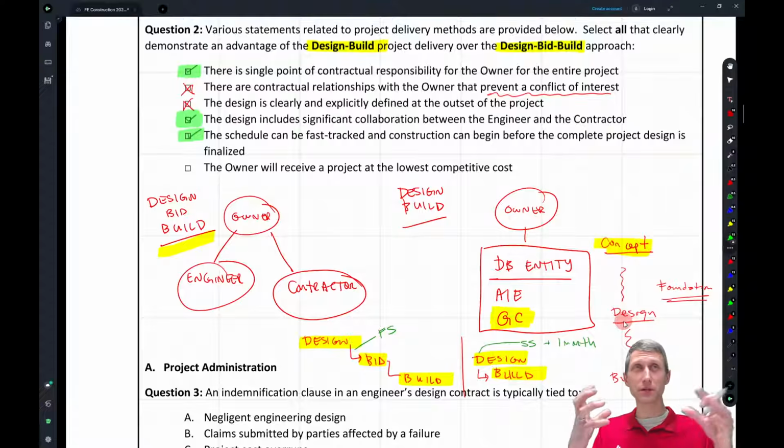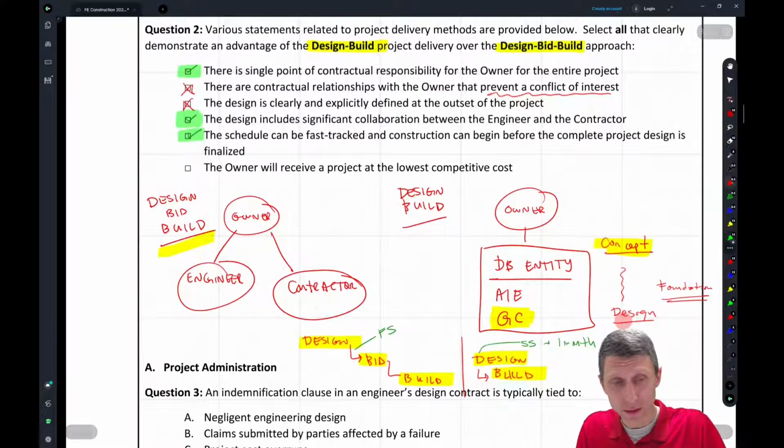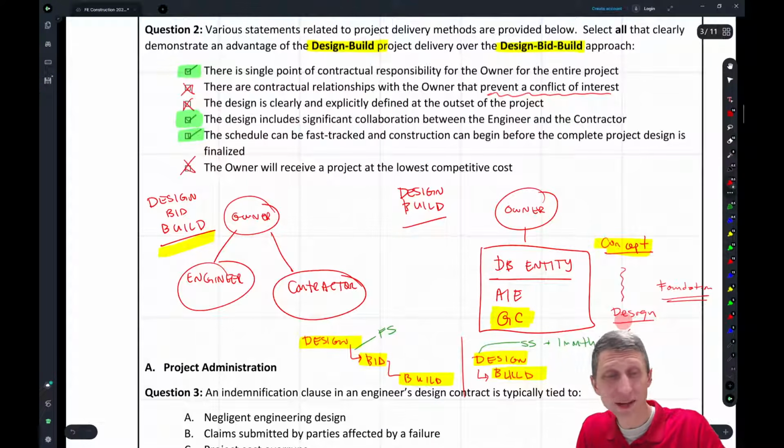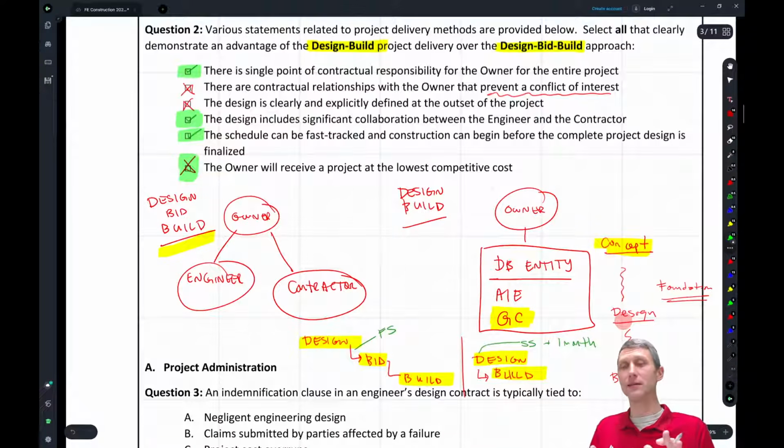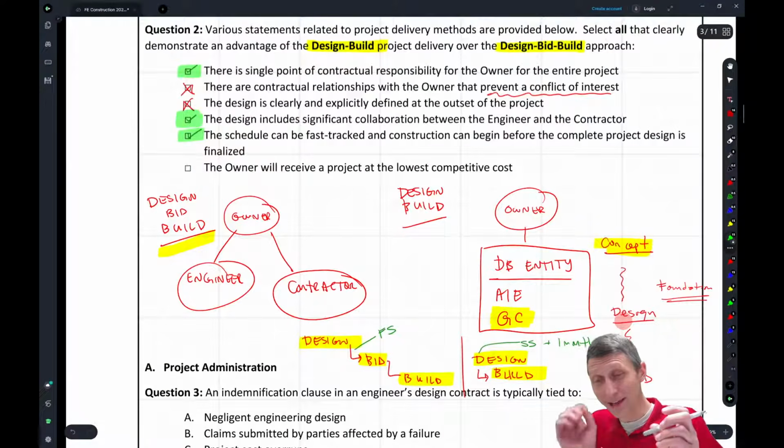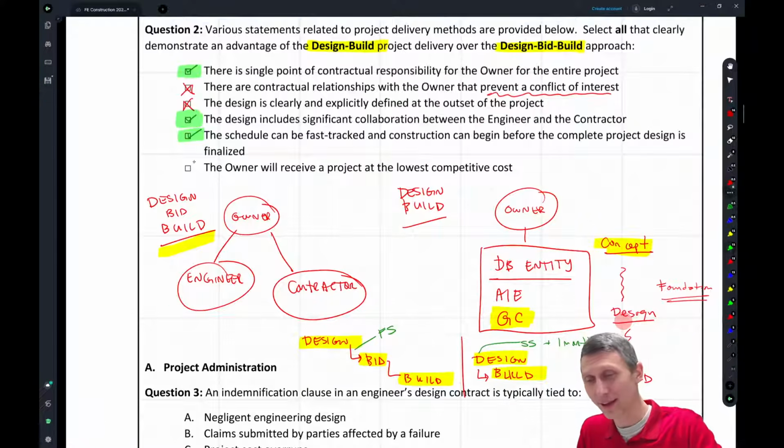There are some ways to cap it and put some cost controls out there, but you're not necessarily going to get the lowest competitive cost. So on a question like this, you have to look through each of the answers. Oh, sorry, that should not be green. That's a red one. I put a red X.